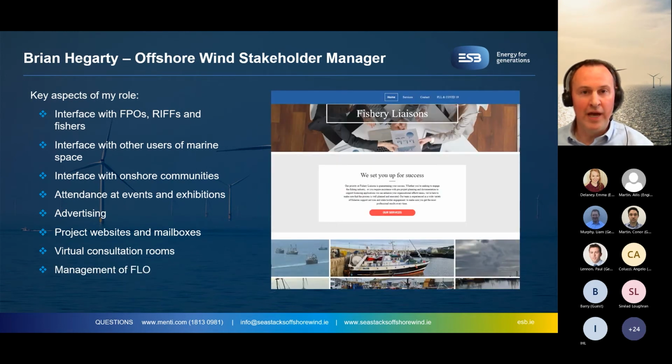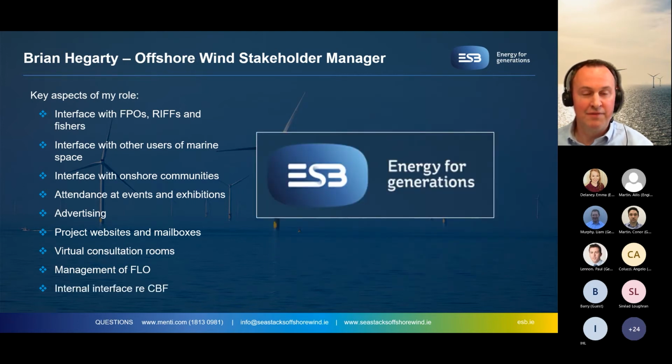Then externally, we have a consultant fishery liaison officer who assists us in some of our interface with the fishing community. And then last but not least, there's obviously an internal management piece as well. This one is largely around the community benefit funds and how best we can utilise those to the benefit of the communities in which we're hoping to place our projects.